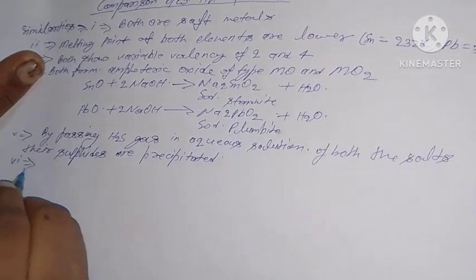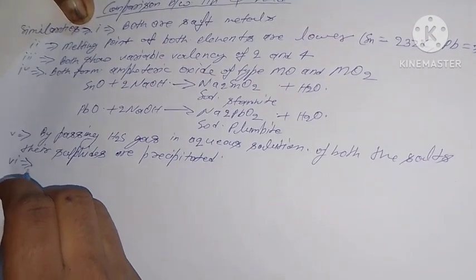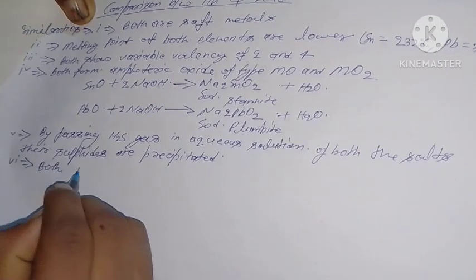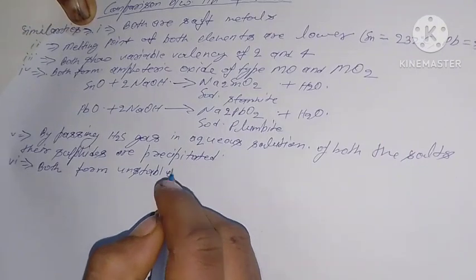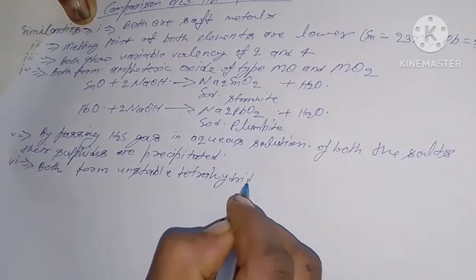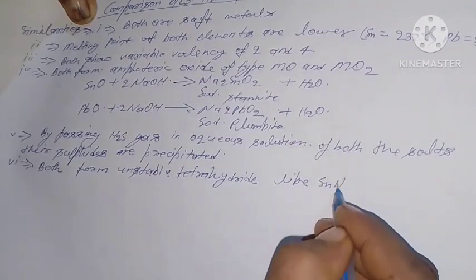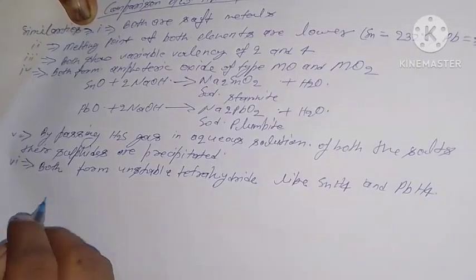Okay. Sixth point: both form unstable tetrahydrides, like stannic tetrahydride and lead tetrahydride. Seventh point.